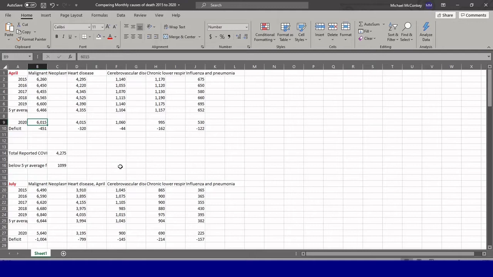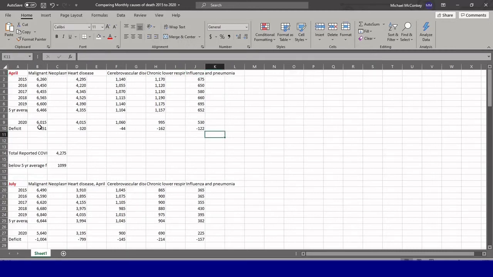And so you can see here in April, for cancer, there was a deficit of 451. So that is to say, in 2020, 451 fewer people died of cancer, or are reported to have died of cancer, than the average of the previous 5 years. This being the average, and these being the 5 years that funnel into that average. And I did the same thing for heart disease and stroke and bronchitis and all those things, and influenza and pneumonia and all this.